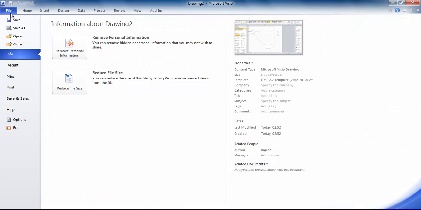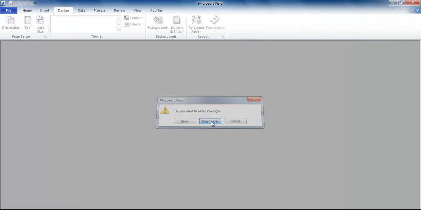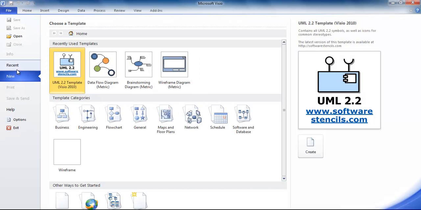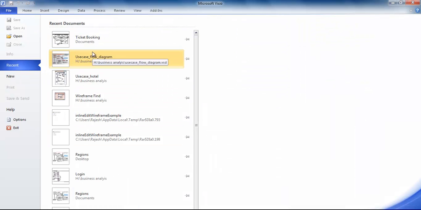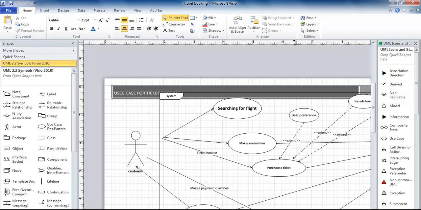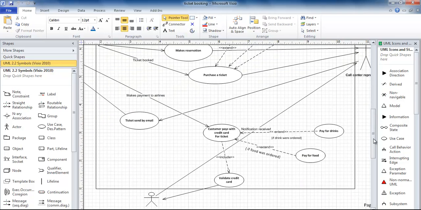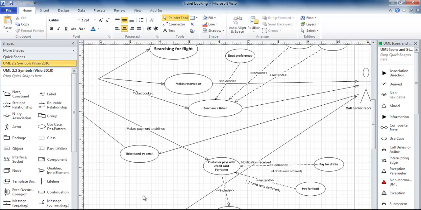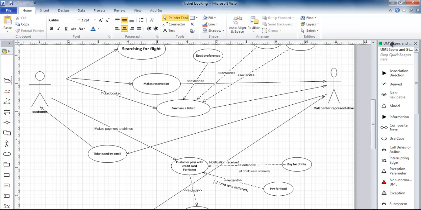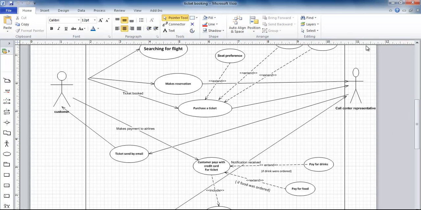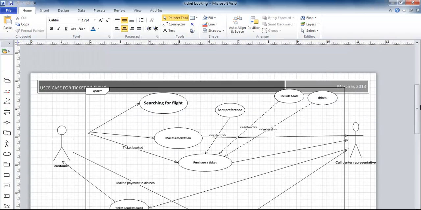Okay, now let's close this diagram and we will move to the diagram that I do not want to save. I want to go to the diagram that I have created recently, that is for the use case. Now here it is. Now in this scenario, as you can see, I just want to put them off so that we can have more space. Now I can see a lot of the diagram.